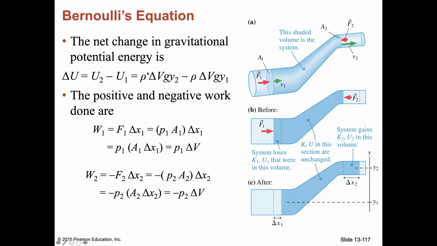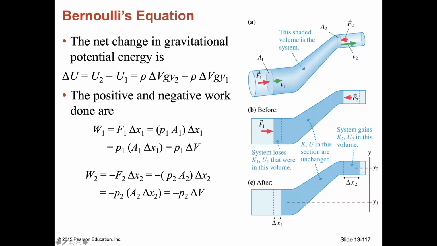And m, the mass, could be described by rho delta V. So it's rho delta V g y. This is for fluid element 2, and this is for fluid element 1. So the change of the potential energy could be described by U2 subtracted by U1.